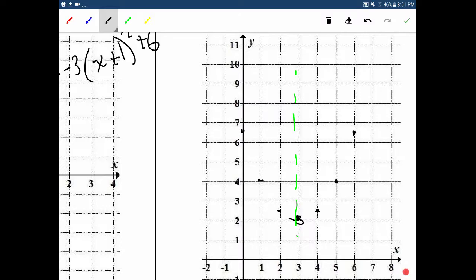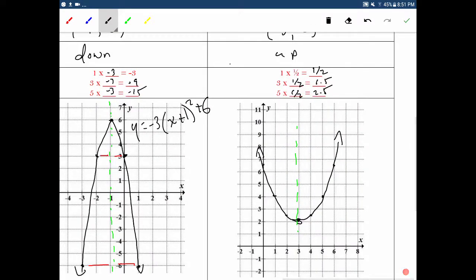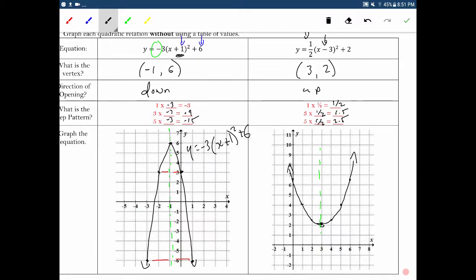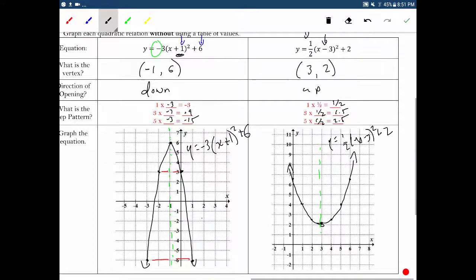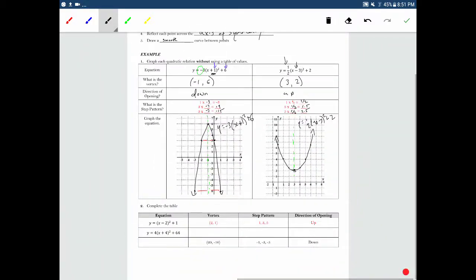There we go. This one we got lots of points. It should make it nice and easy to do a nice smooth curve. And there we go. And that's it. And then all we have to do is write down the equation to get those communication marks. So y equals 1/2(x minus 3) squared plus 2. This is a little sloppy, but that doesn't matter. And there we go. So that's all there is to it.